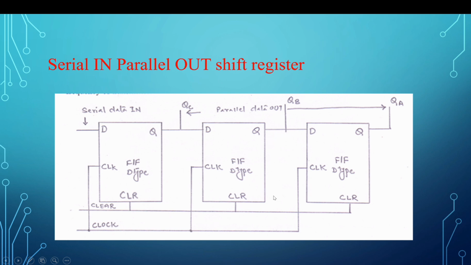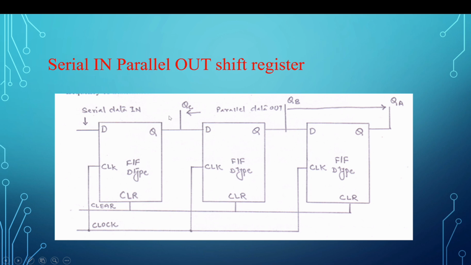Let us assume a bit appears, then there is a clock. Whenever there is a bit, there is a clock. So the first bit arrives, the first clock is applied. So this input is transferred to the output of the first flip-flop. And the important thing is this output is the input to the second flip-flop. So the first bit now becomes the input to the second flip-flop.